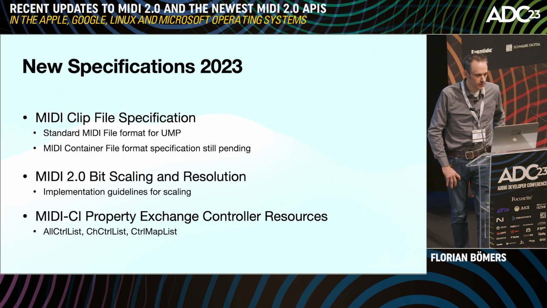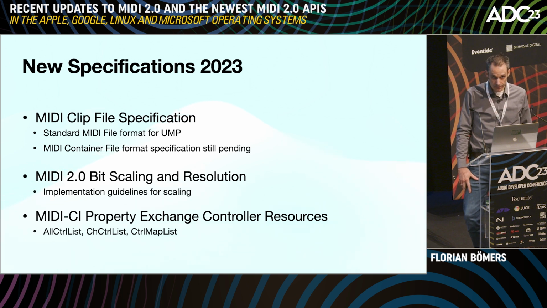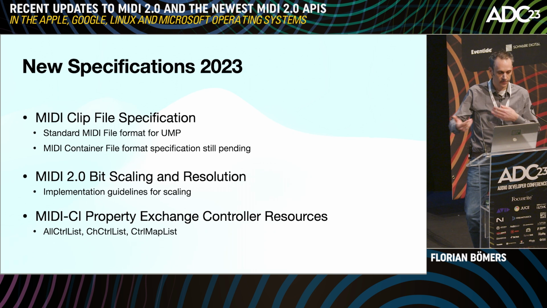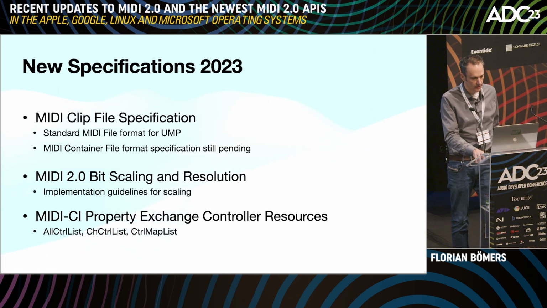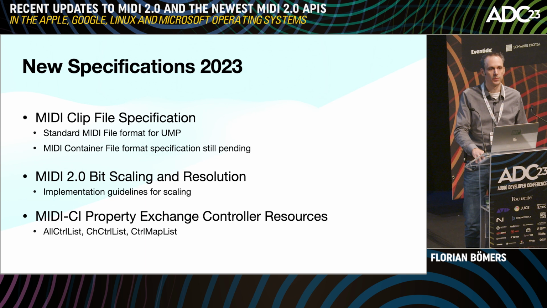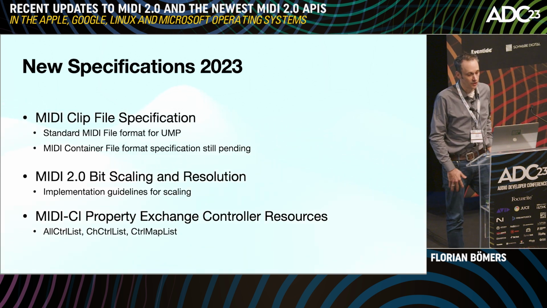And in 2023, we've also released the Property Exchange Controller Resources specification, which allows you via MIDI CI to receive a list of controllers from a device and which controllers are in which channels, and a controller map list. So there's a lot of information you can get now from a device regarding controllers in a standardized way. So I think that will lead to great applications in DAWs, for example.